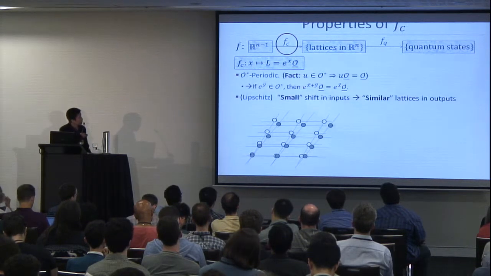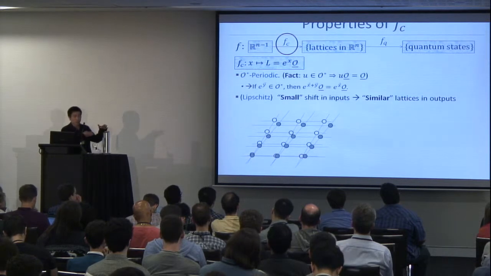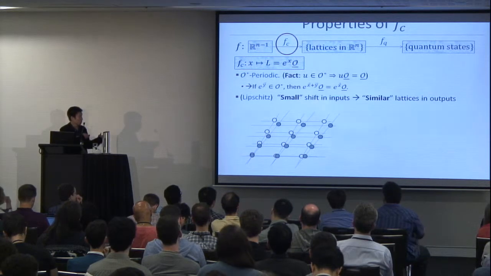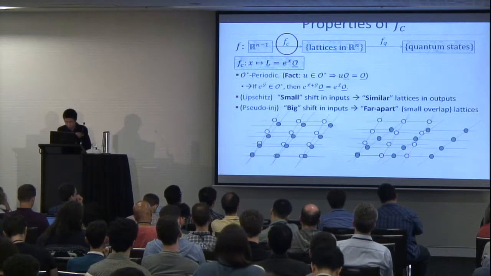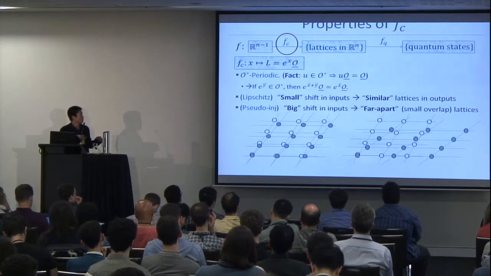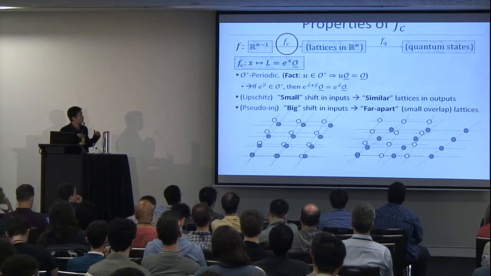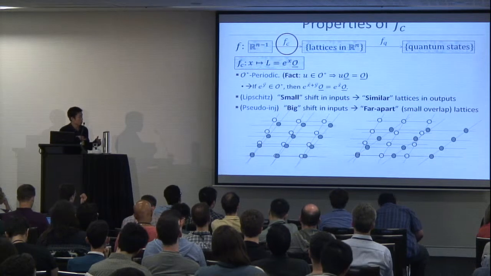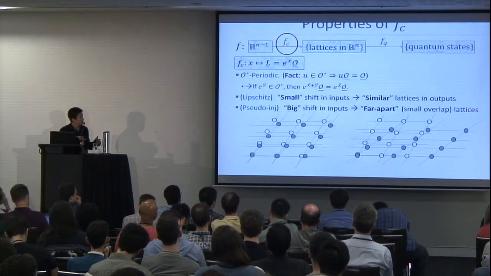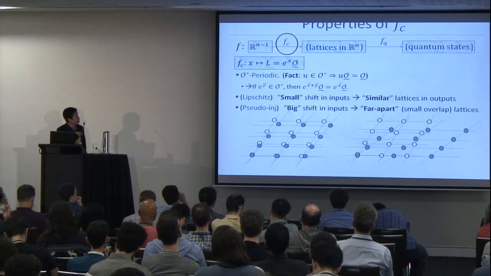We can also argue the function is Lipschitz, because intuitively, if you shift the input by a little bit, the resulting lattice will be quite similar to the original one. It's only a small shift. On the other hand, if two inputs differ by a lot, then the lattices they generate will be quite different, and this is essentially what pseudo-injective asks for. So this finishes the description of the first part of our HSP function.